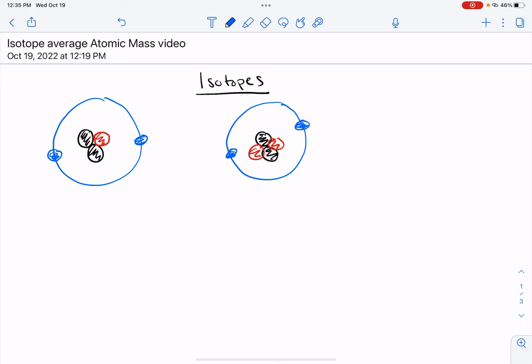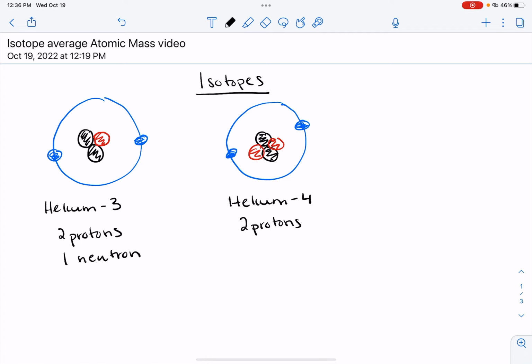Okay, so here's an image of our two isotopes of helium, okay? This first isotope would be called helium-3, okay? And we're gonna notice it has two protons and one neutron. This other isotope would be called helium-4. This isotope has two protons and two neutrons. And these are both stable isotopes for helium.